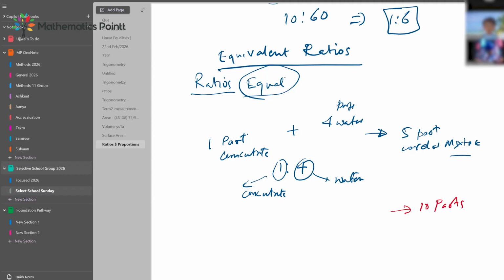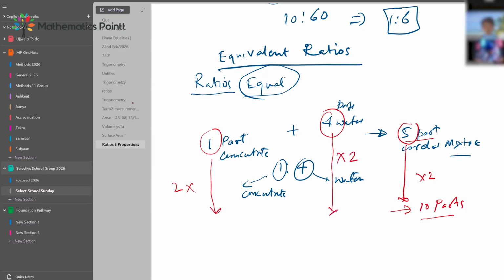What have I done? I have simply doubled it. I multiplied it by 2. Now, rather than 5 parts, I need 10 parts. So in order to find how much concentrate and water, I simply need to double their ratios. I times this by 2 and I times this by 2. So this becomes 2:8. And that'll make me 10 parts of cordial.